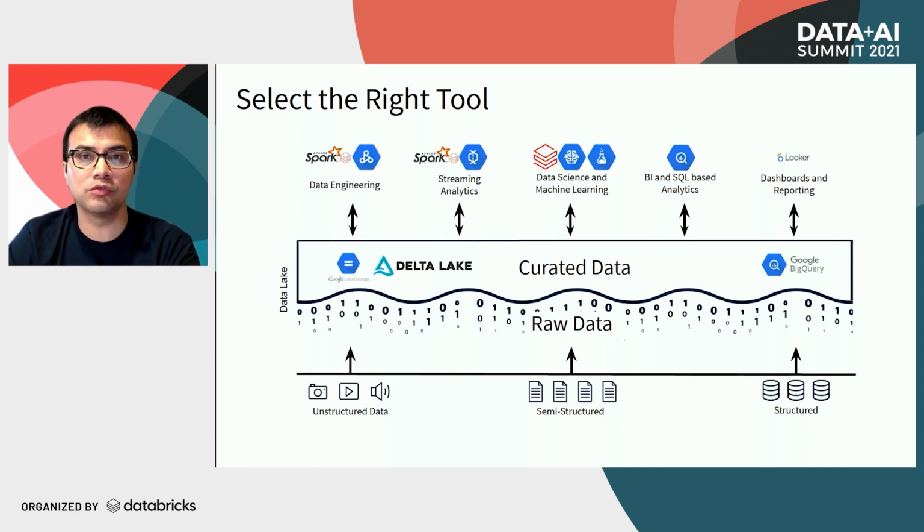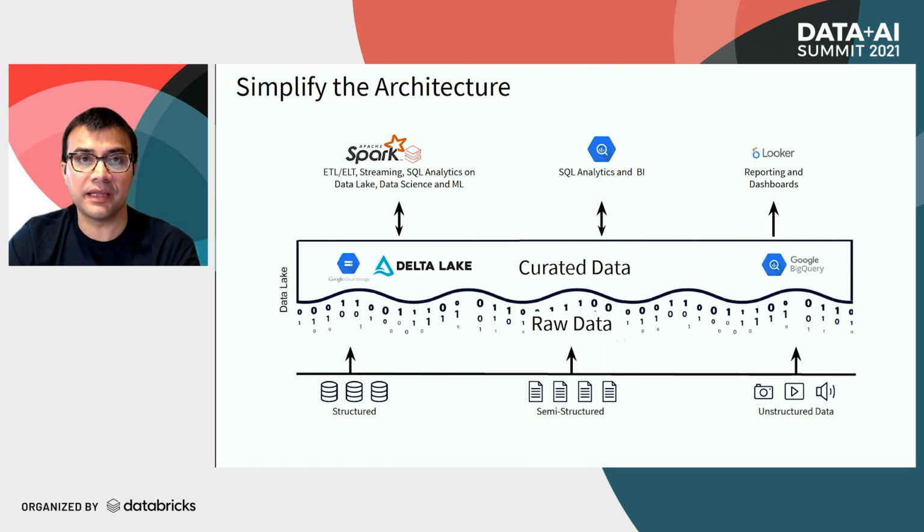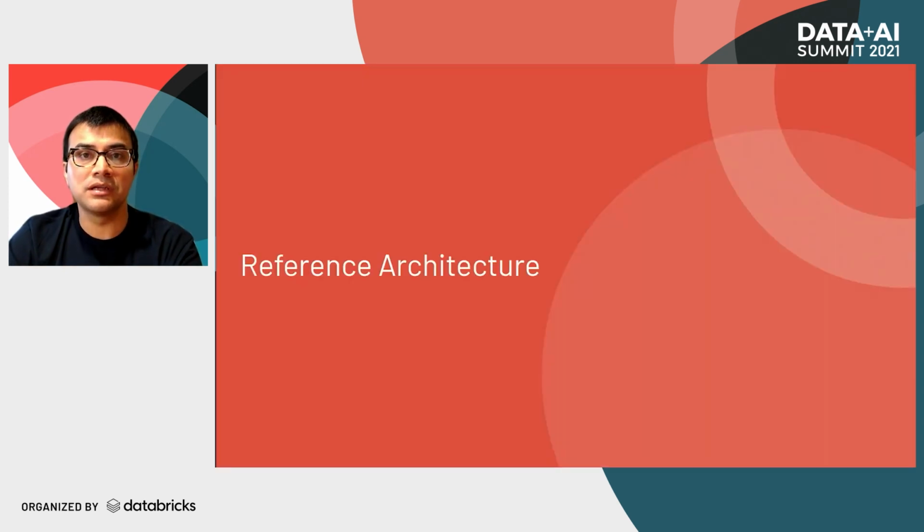Now, once you have selected the right tools, let's see if we can simplify this architecture further. If we can take this further, this architecture would become a lot simpler if we settle on maybe Apache Spark or a platform like Databricks for the ETL, SQL analytics, streaming, and the ML part. We could use Google BigQuery for more near real-time on-demand data analytics and insights. And we could use a BI tool like Looker for dashboarding and visualizations. That way, Delta Lake is the central piece of this architecture, and on top of that, you could simplify and use Apache Spark, BigQuery, and Looker depending on your needs. So let's look at a reference architecture using these technologies.